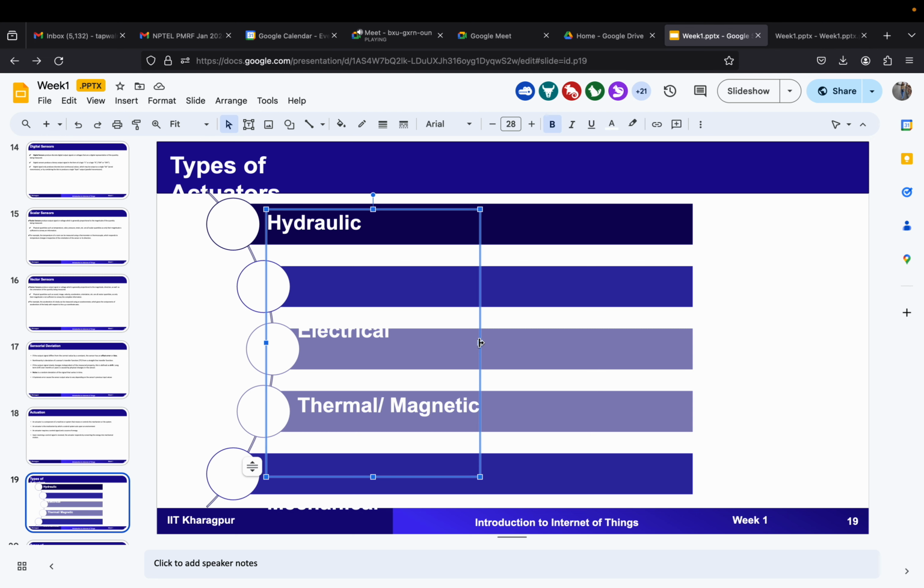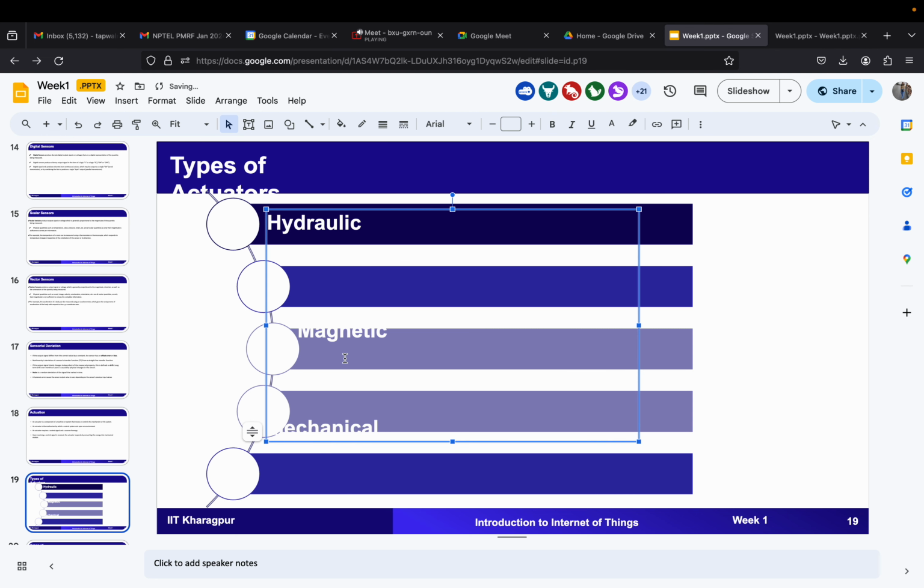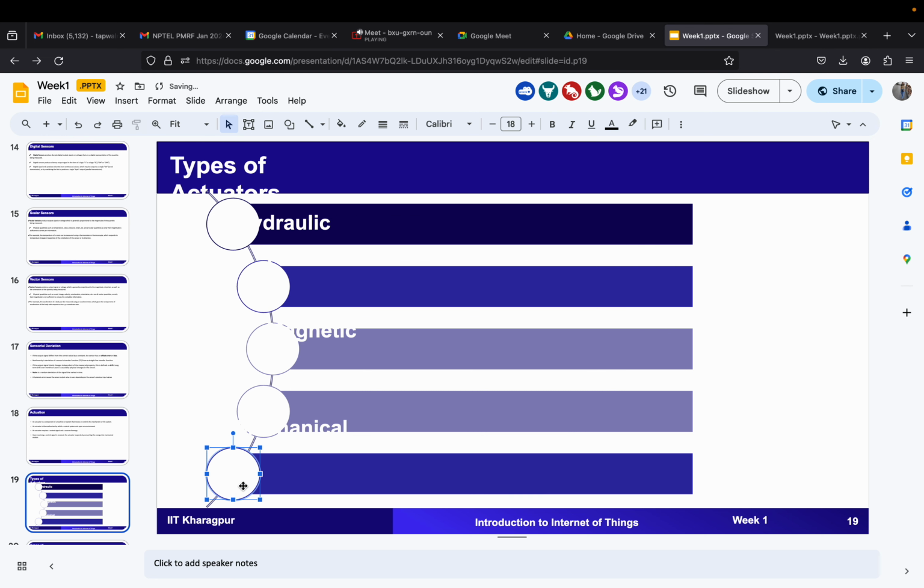The next one is types of actuators. So there are various types of actuators. For example, hydraulic actuator, then magnetic actuator, then mechanical actuator.